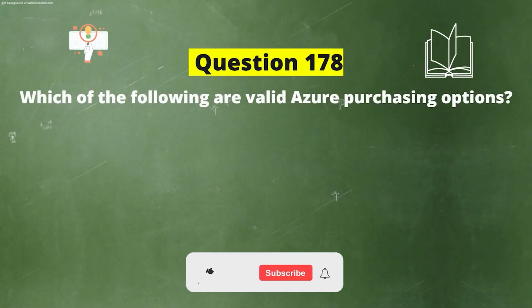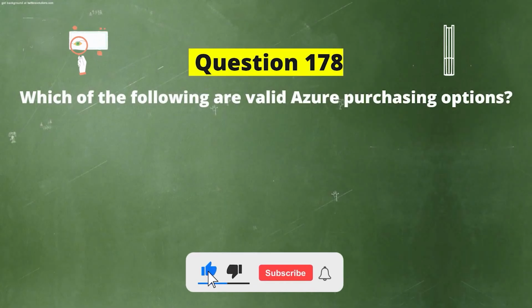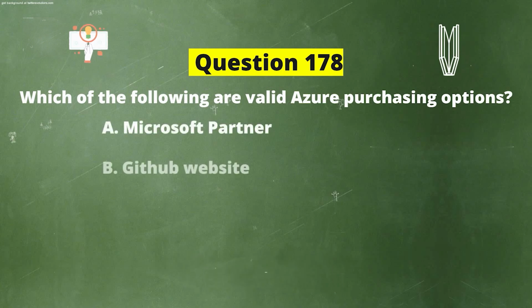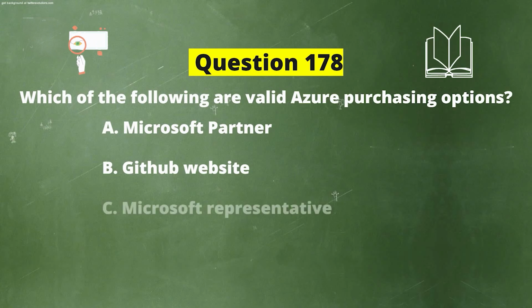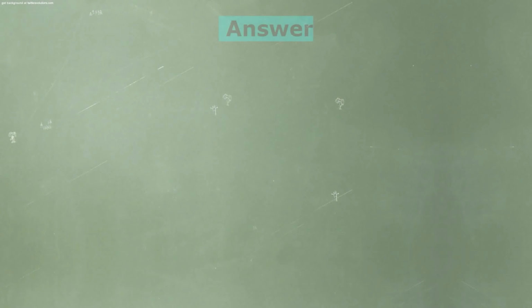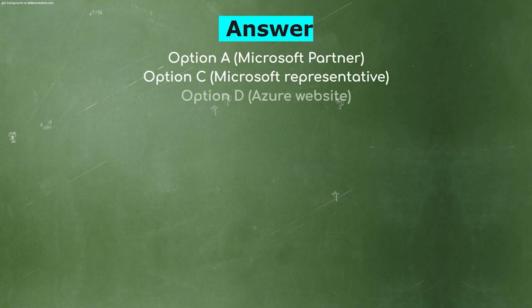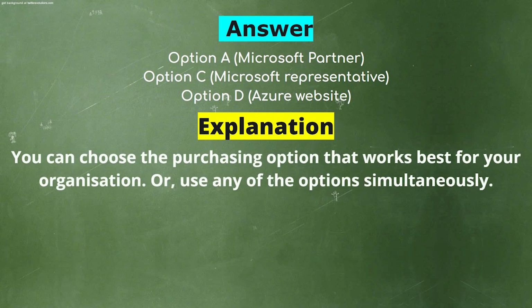Which of the following are valid Azure purchasing options? And the options are A. Microsoft Partner, B. GitHub Website, C. Microsoft Representative, D. Azure Website. And the correct answer is option A. Microsoft Partner, C. Microsoft Representative, and option D. Azure Website. Explanation. You can choose the purchasing option that works best for your organization or use any of the options simultaneously.